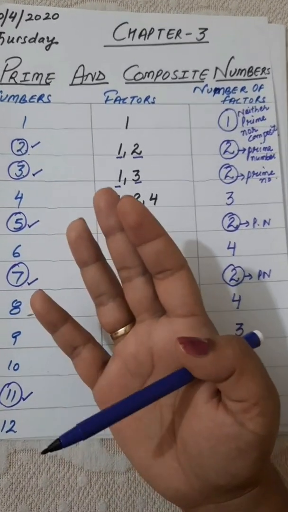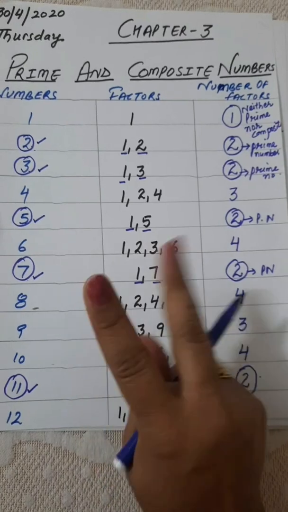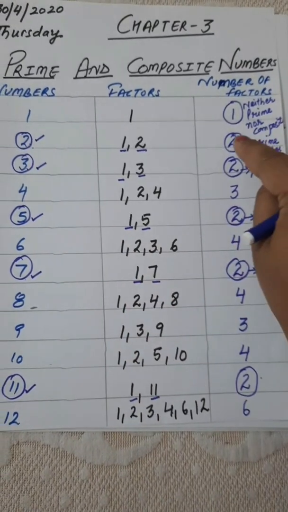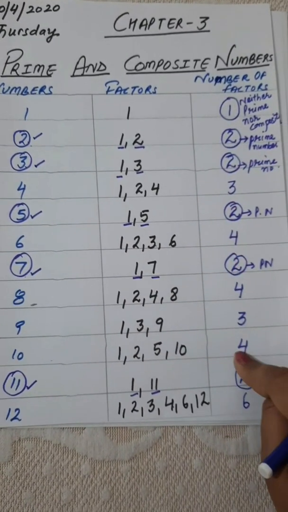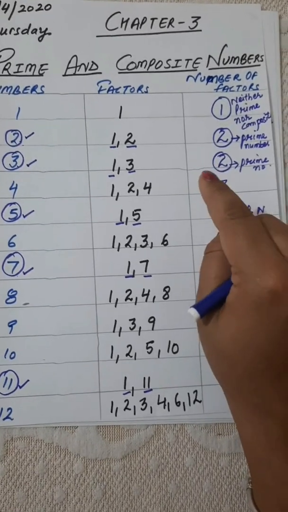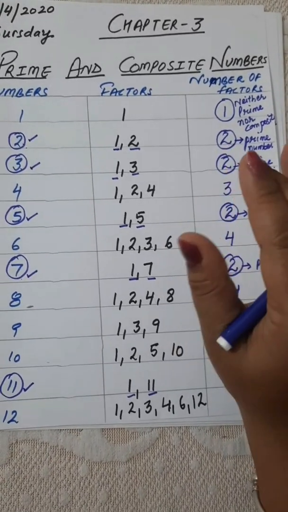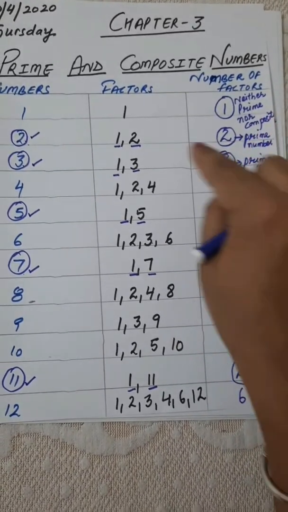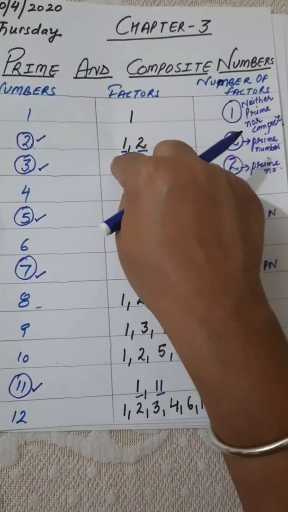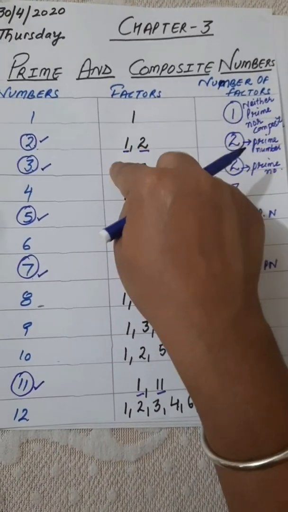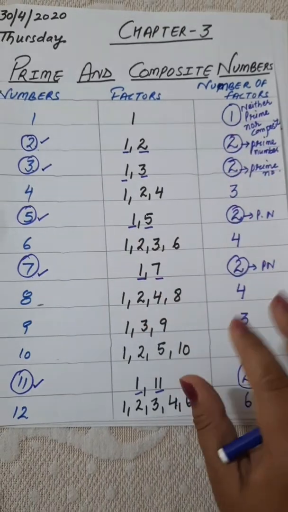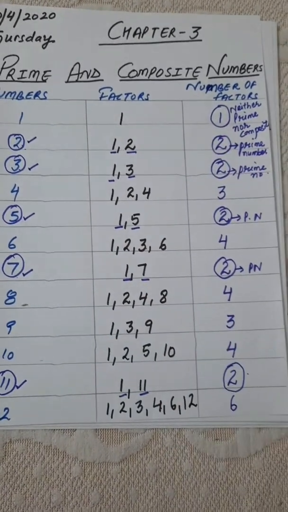So what do we mean by a prime number? The numbers with only 2 factors. The numbers with only 2 factors are the prime numbers. If I am saying 2 factors, that is the number itself and 1. The number itself and 1, such kind of numbers are called prime numbers.